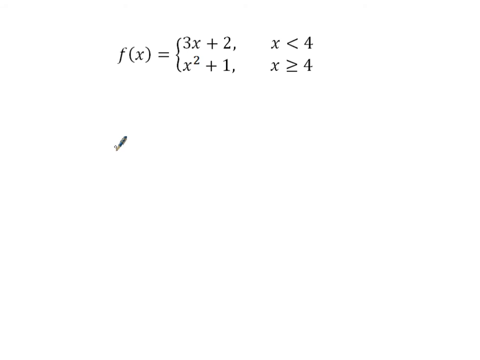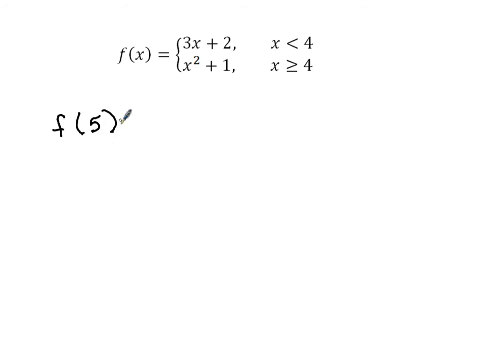Okay, tonight we're going to look at a couple of examples of piecewise functions. First, I have f of x is equal to 3x plus 2 for all values of x less than 4, and x squared plus 1 for all values greater than or equal to 4. To evaluate a piecewise function, you first need to be given a value. Today I want to evaluate f of 5.